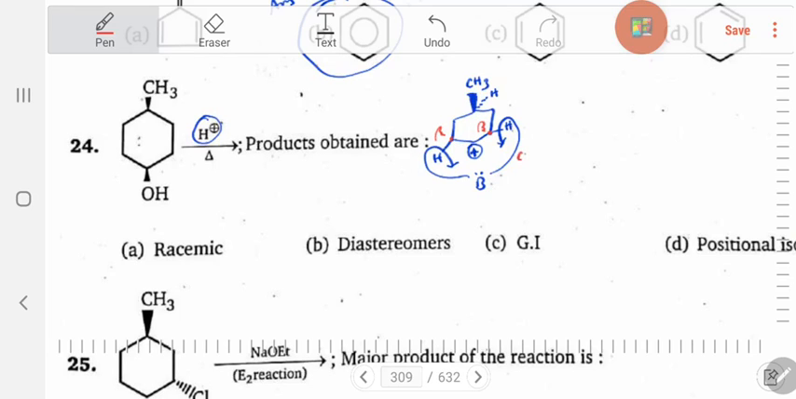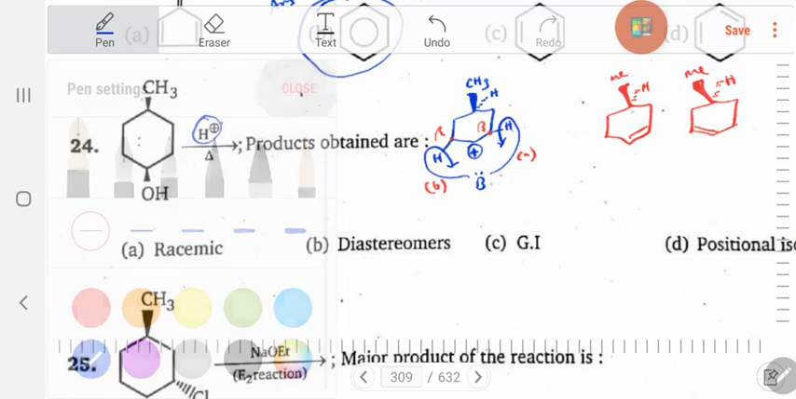So if it follows path A, let me call this path B. If it follows path A, the product obtained will be, this remains as methyl system, that remains as it is. This is hydrogen, this is methyl system, and you will get a double bond here if it is following path A. If it follows path B, this is the methyl system, and this is hydrogen, and you will get a double bond here. So these are the two possible products. Now both are mirror images of each other.